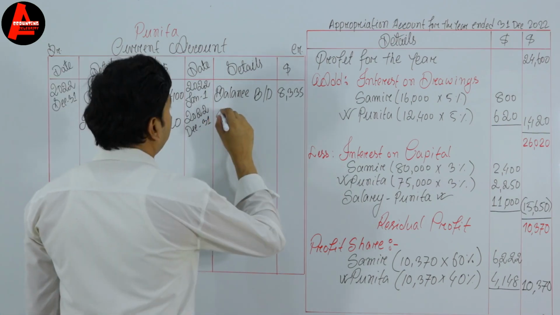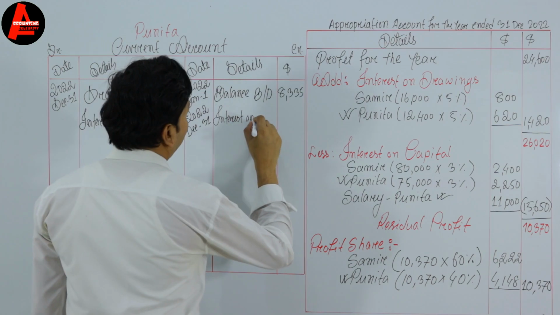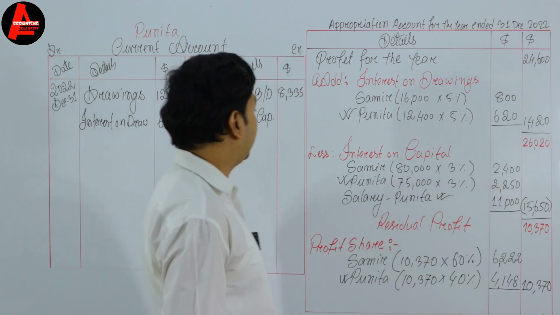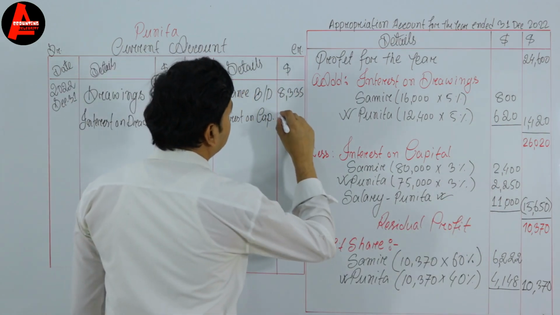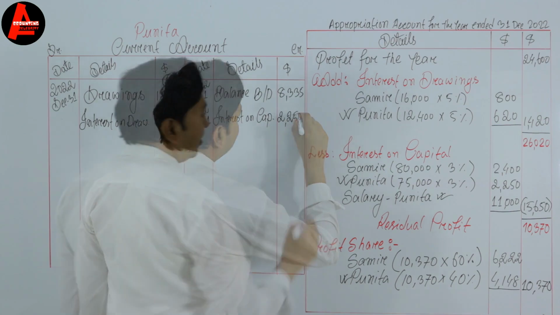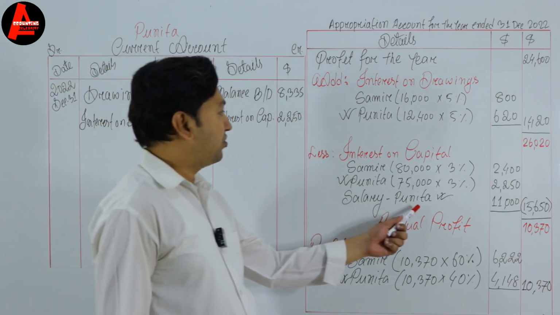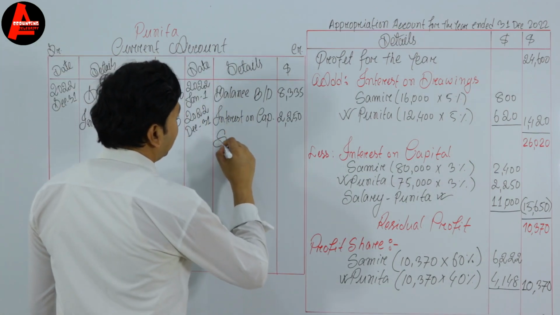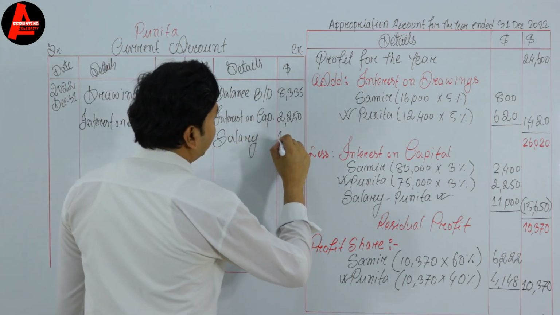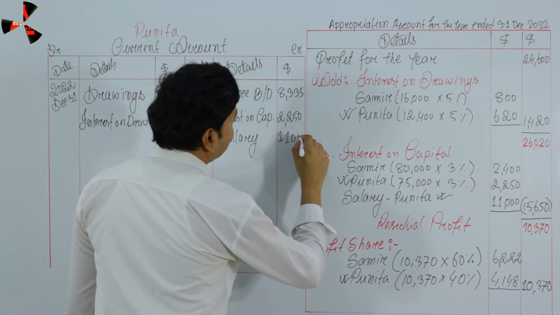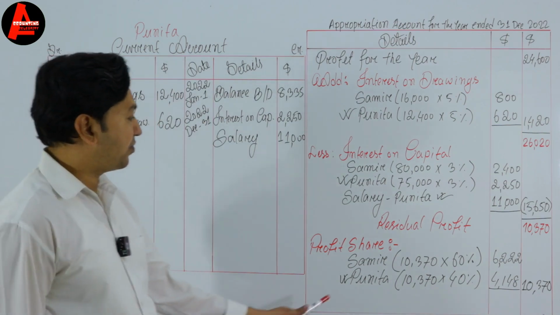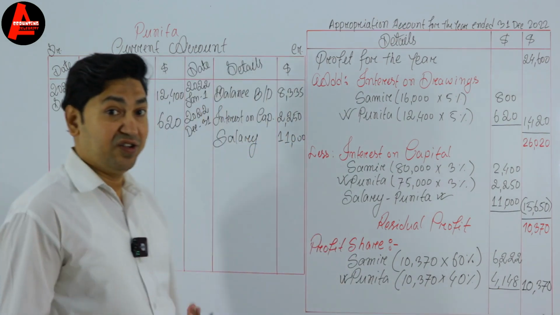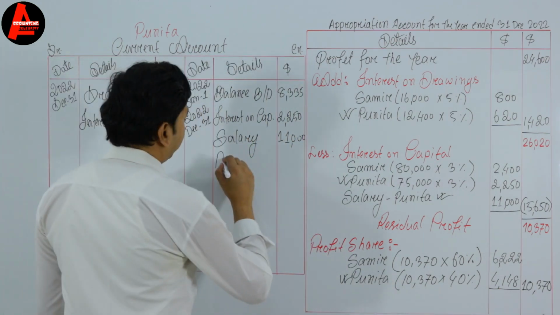Here we will write interest on capital. Here we calculated $2,250. We will write here. Then we have salary to Punita, it is $11,000. We will write this amount as well. Salary, here it is $11,000. Then we have here a profit share for Punita. It is $4,148. We will write here profit share.